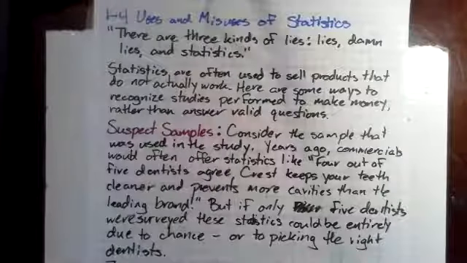In this video, we'll look at uses and misuses of statistics. A famous saying says, there are three kinds of lies: lies, damn lies, and statistics. Statistics are often used to sell products that do not actually work. Here are some ways to recognize studies performed to make money rather than answer valid questions.